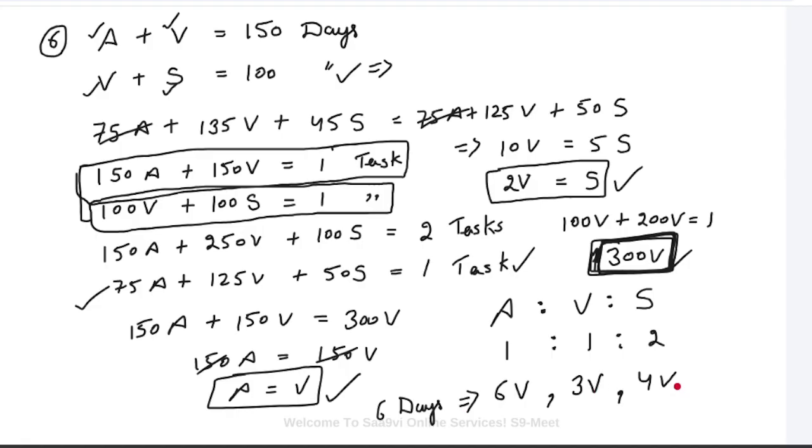That is 6, 3, 9, 9 plus 4, 13 V. So that is the task which they are able to do in 6 days. If I find out when 300V will be completed, we simply have to divide 300 by 13, which comes out to be 23. That means 6 into 23 days, the number of units going to finish is 13 into 23. That means this is 138 days.